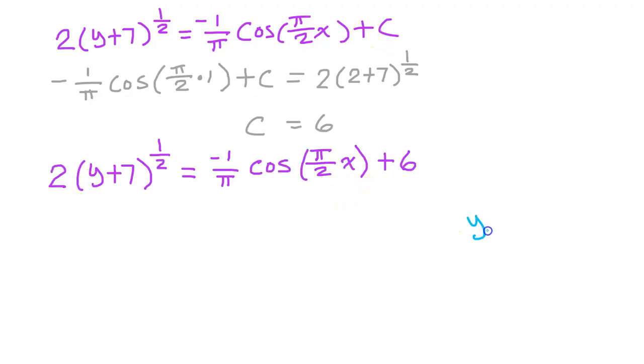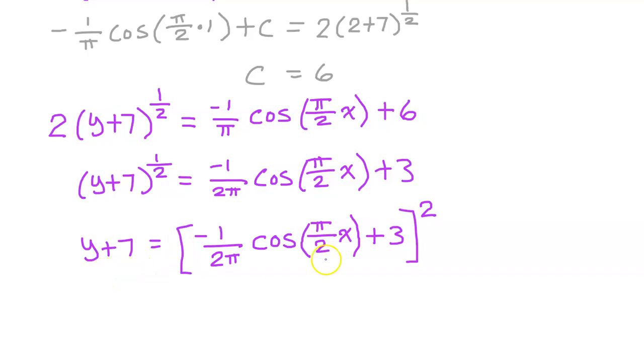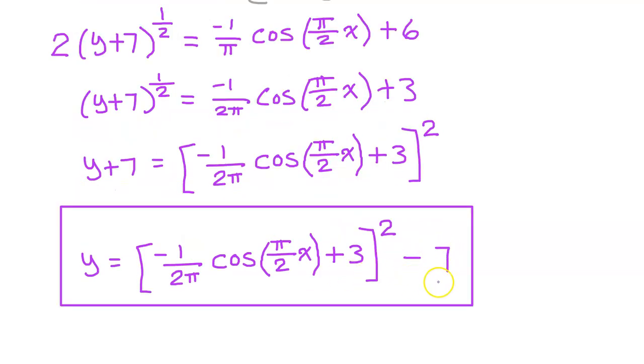We were told to find y equals f of x. That means we need to get y by itself. Let's do some algebra. On the next step, I will divide every term by 2. So I will end up with a 2 pi in the denominator, and this 6 will become a 3. So now we have this. I can get rid of the 1/2 power by squaring both sides of this equation. So now we have this. To get y by itself, we just have to subtract 7 from both sides. So this is the final answer.